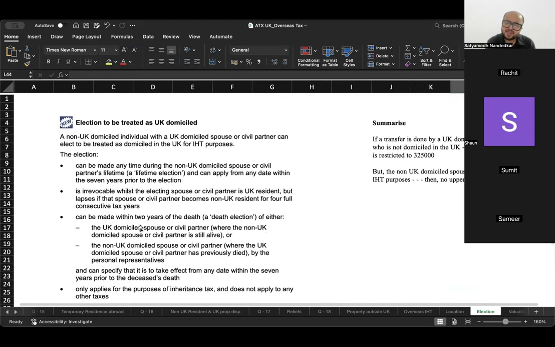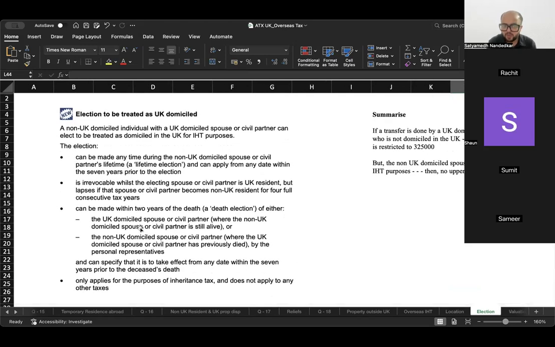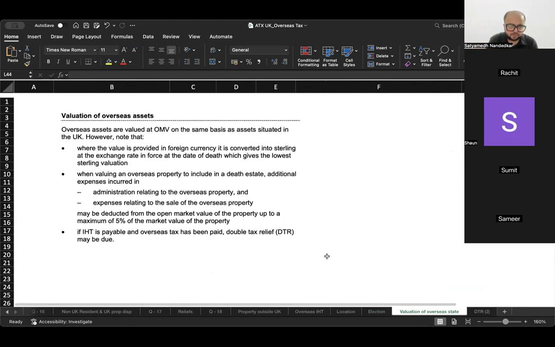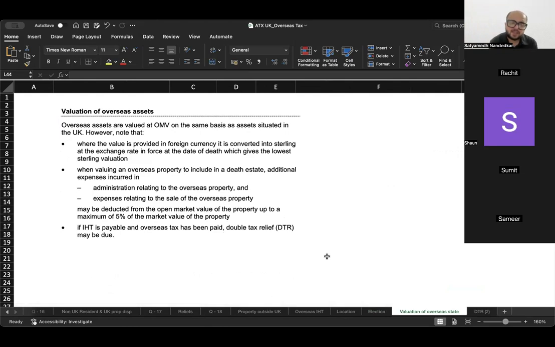and this election applies only for inheritance tax. इसका सबसे बड़ा benefit क्या है? When you make this election by a non-UK domiciled person to be treated as UK domiciled for IHT purpose, वो जो upper cap है ना on exempt legacies, that is not there anymore. पूरा 325 का benefit you will get. Now, overseas assets are valued at their open market value on the same basis as assets situated in the UK.